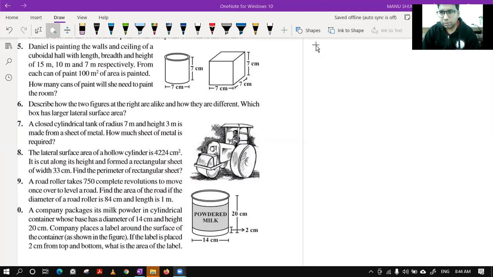Question number 6. Describe how the two figures at the right are alike and how they are different. Which box has larger lateral surface area? They have given you two figures in front of you. One is a cylinder and one is a cube, I think.